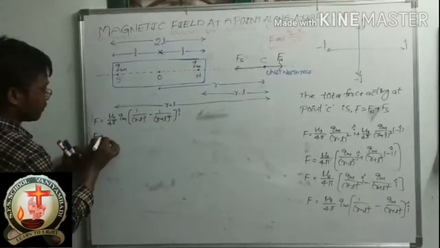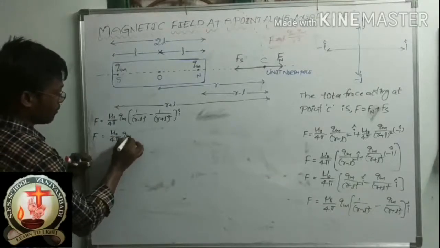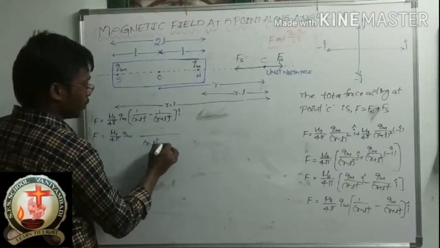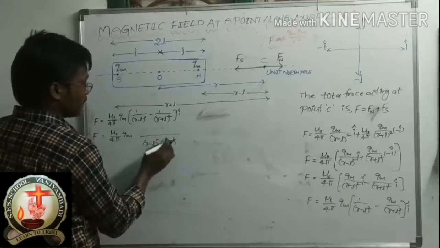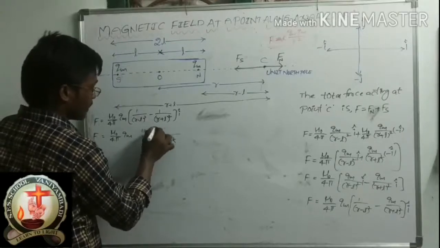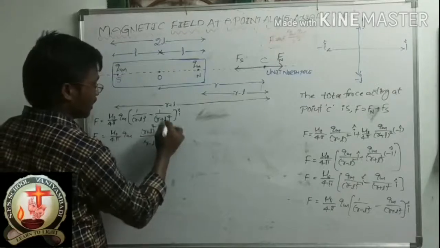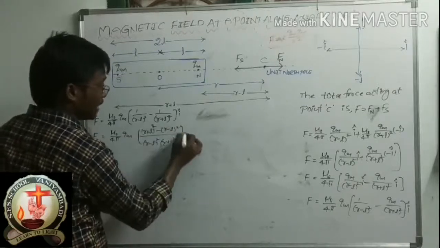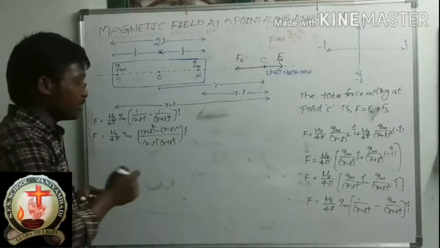F is equal to mu naught by 4 pi into Qm. What is the LCM? (R minus L) whole square into (R plus L) whole square, and this term will go this side, (R plus L) whole square. Here minus is there, and this term will go this side, (R minus L) whole square into I cap. I hope you know how to take the LCM value.